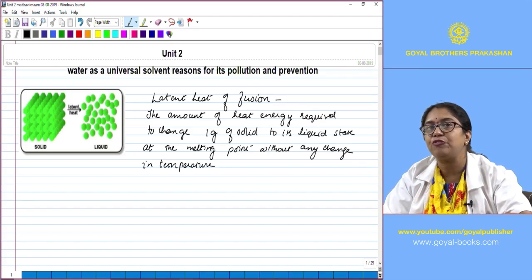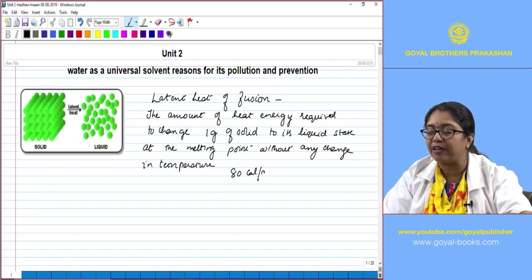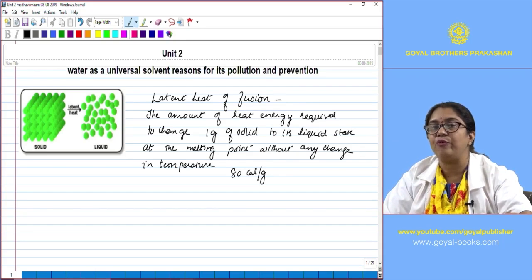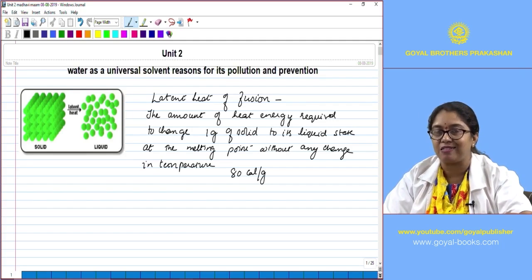Now, the latent heat of fusion of ice is 80 calories per gram, and this is the highest. This is of very much importance and it has many applications. For example, if we need to cool water bottles or cool drink bottles, what do we do, children? We keep them in ice. So when we keep them in ice, they become cool.